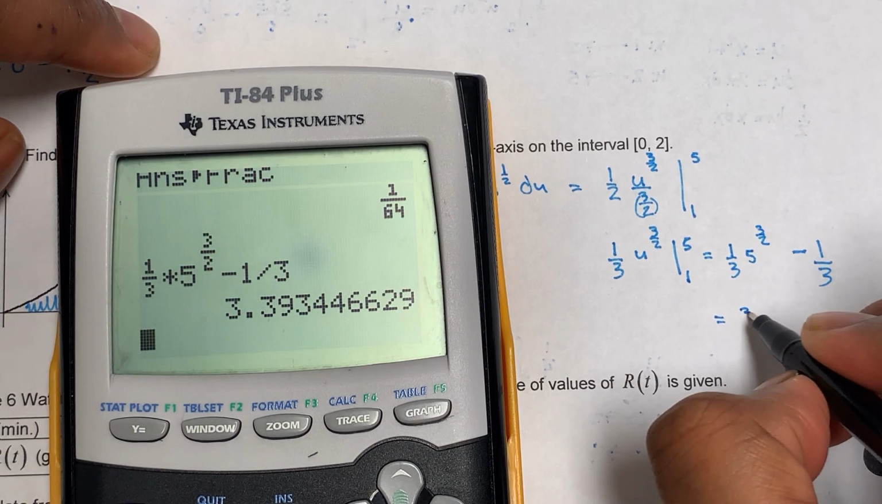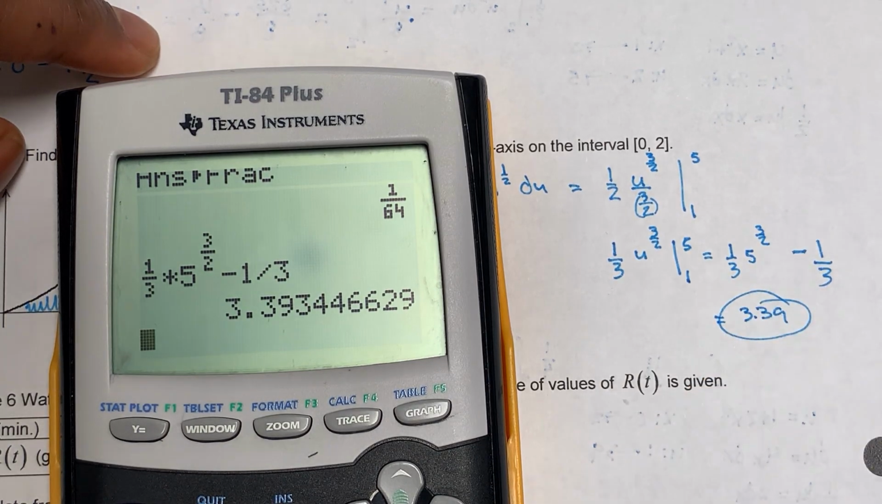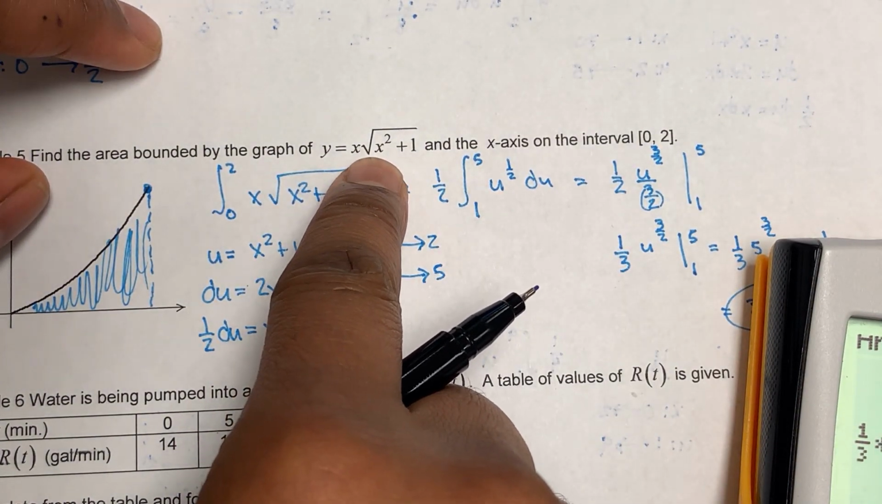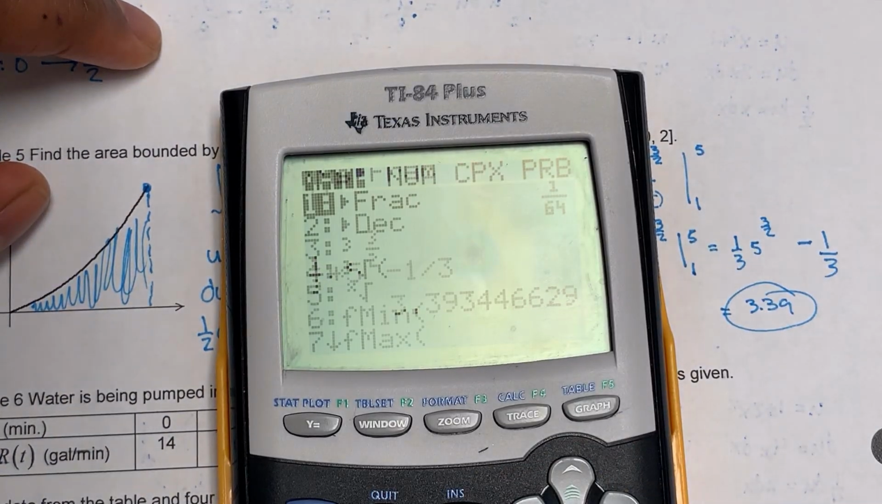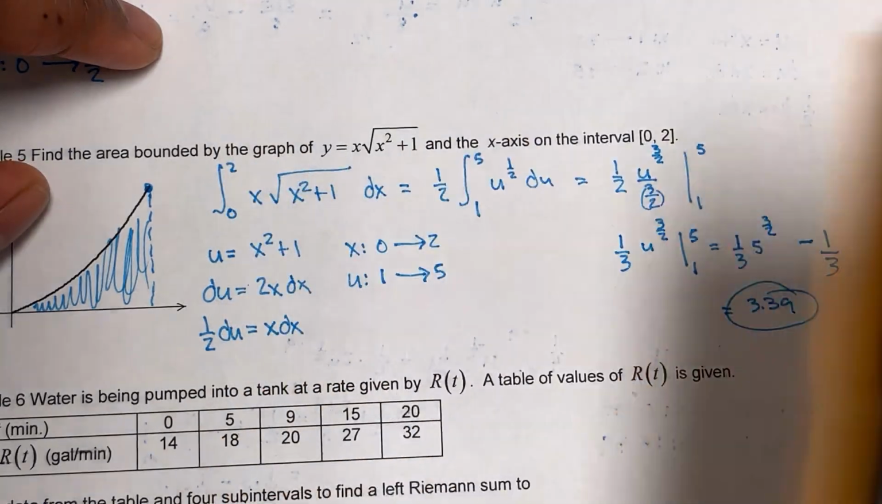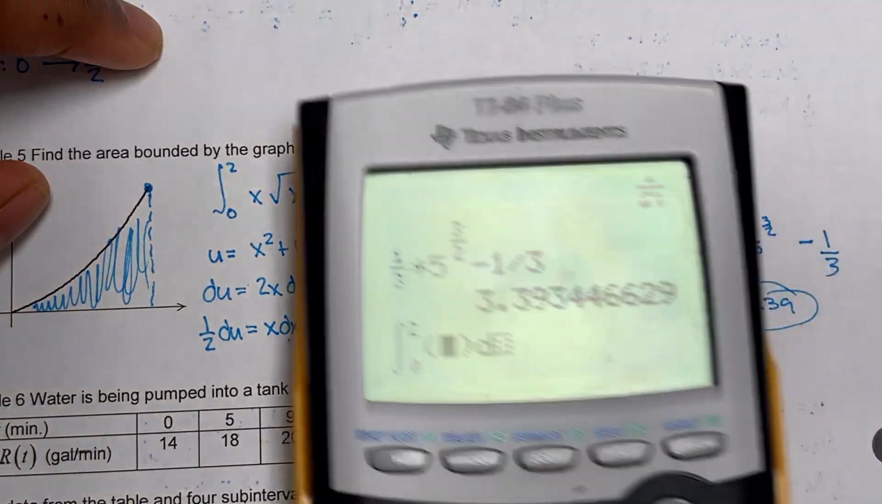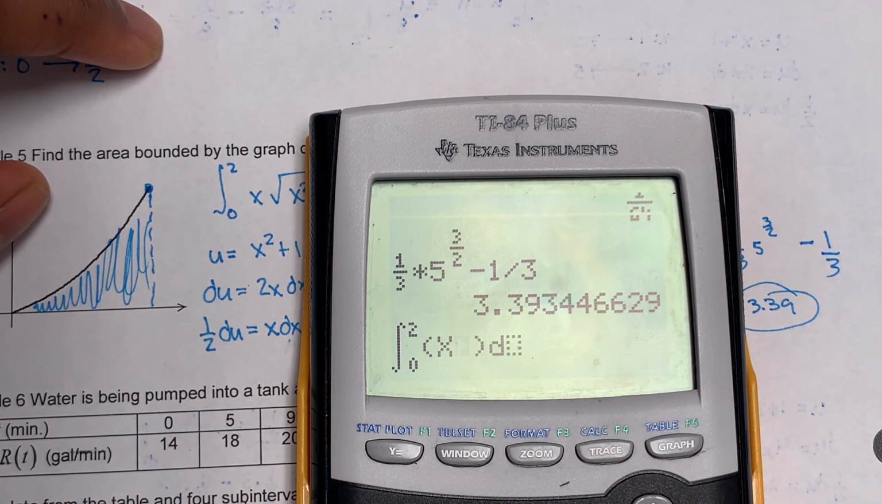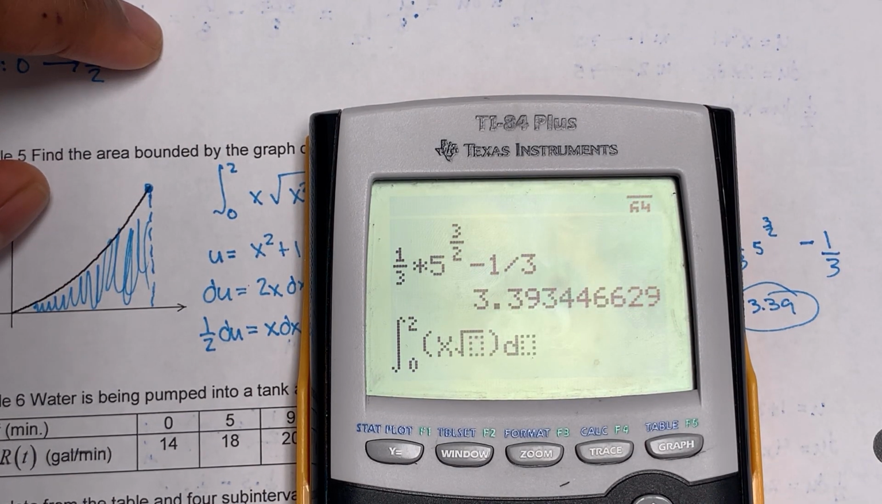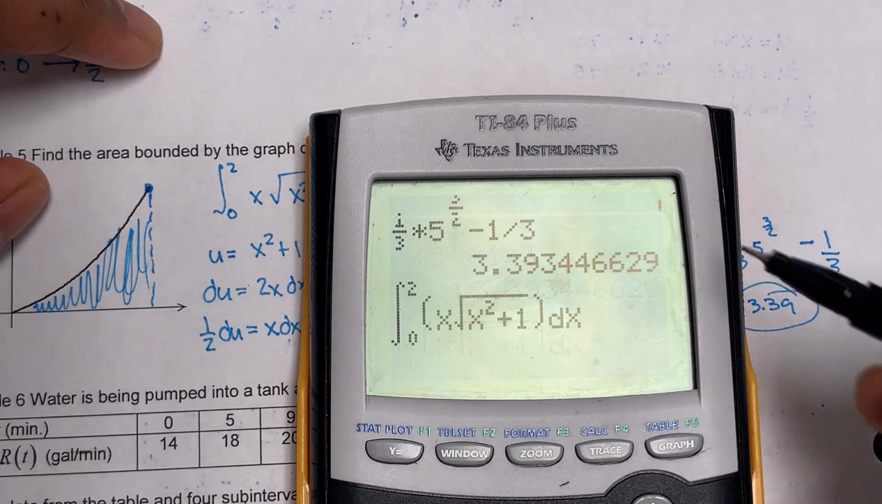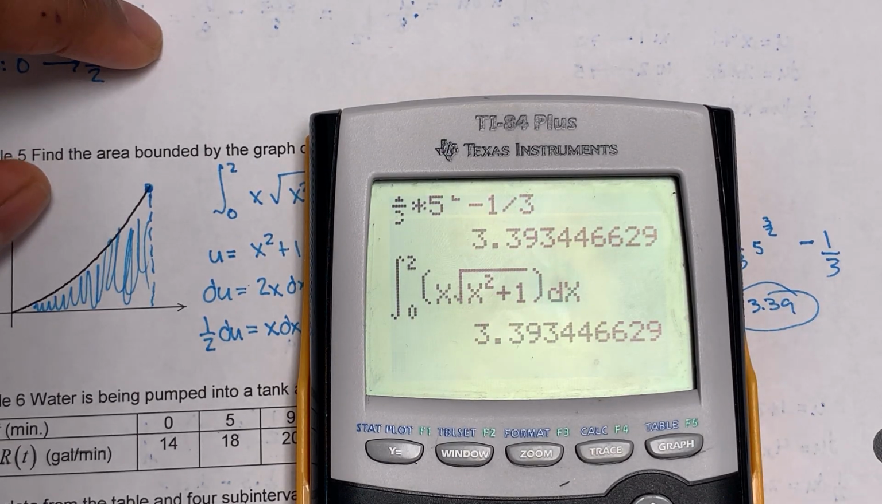equals 3.39. And also, that's something that we can verify straight from the beginning. We go math 9, from 0 to 2 of x times the square root of x squared plus 1 dx. We get the same thing.